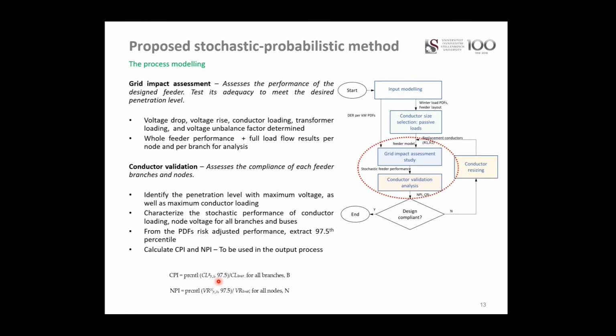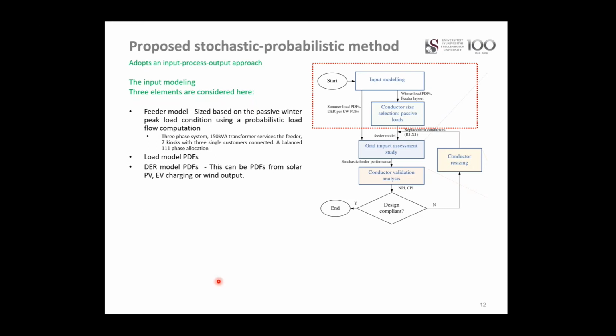Then in your process modeling, there are 2 things that you carry out. One is a grid impact assessment, where you assess the performance of your designed starting feeder. For instance, you will have a passive feeder with which you're going to test its performance based on incremental PV penetration. This is a case where you are building a new electrification system. The approach would be different if you already have a feeder, so you don't have to test to have a feeder model.